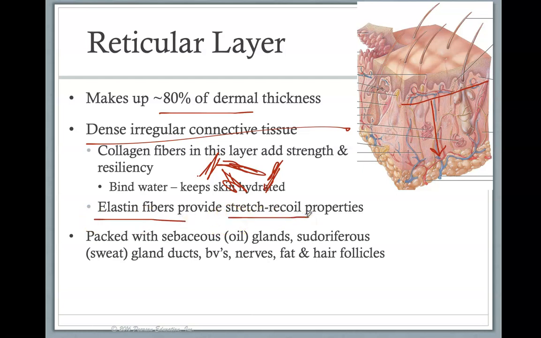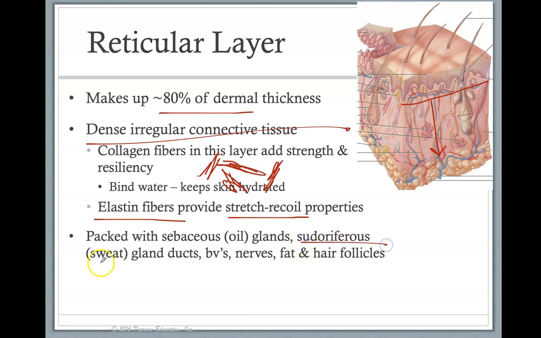So again, as we stretch the skin, it doesn't just stay stretched. Well, as we get older, we lose some of that elasticity of the skin as some of those elastin fibers break down. But in younger skin, if you stretch your skin, it bounces right back. It recoils right back because of these elastin fibers. And then again, it's packed with all these lovely things like sebaceous glands, these oil glands.